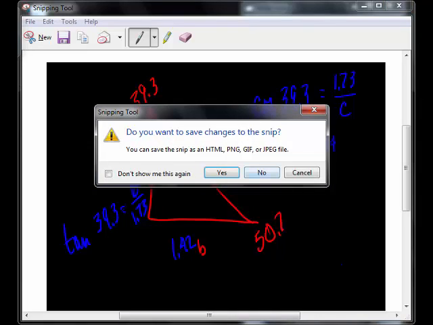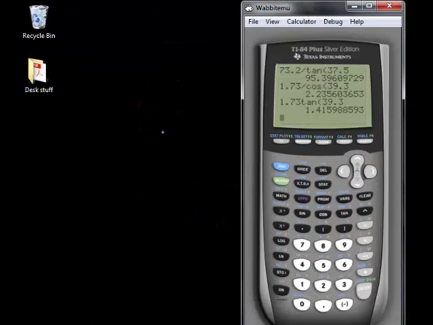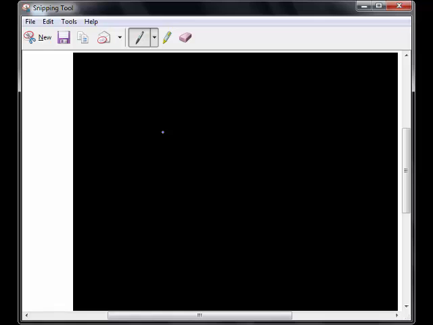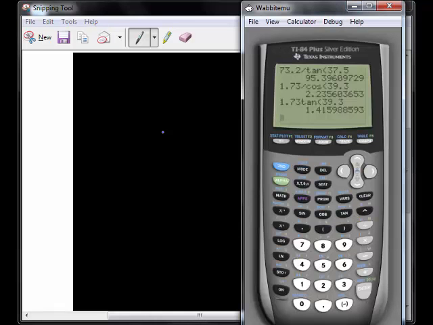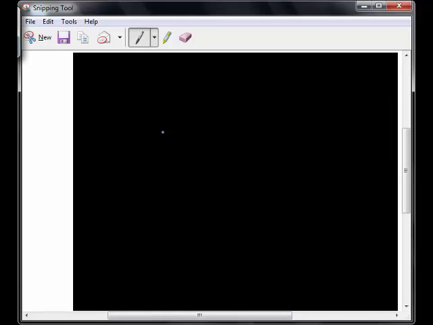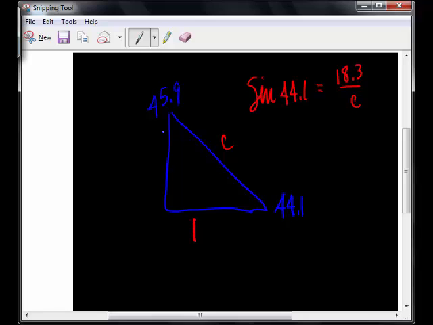Number 10. Oops, I gotta draw the triangle first. Angle B is 44.1, so angle A is 45.9, and the side is 18.3.